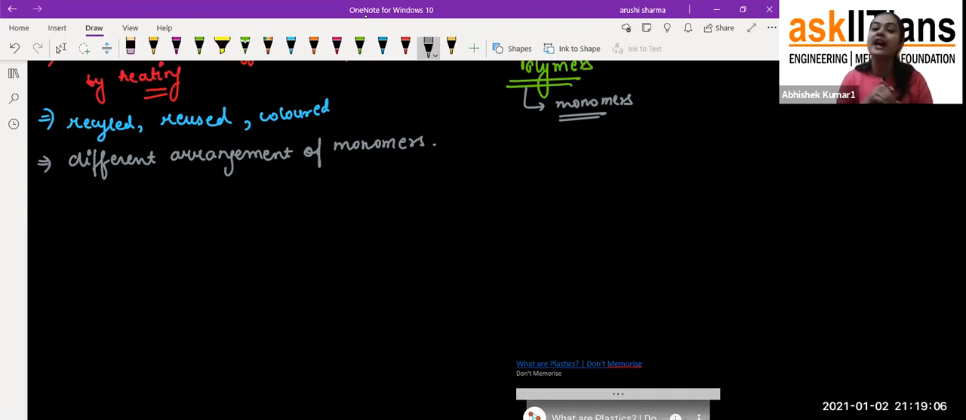But students, we have polythenes. If I try to stretch it, what will happen after some time? It will tear. So that's how we can say that this is a kind of soft plastic, and this is a kind of hard plastic, and it totally depends upon the arrangement of monomers.